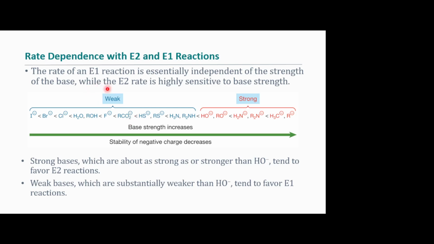And so the strength of your base doesn't really matter much. Your E2 rate, though, is going to be highly sensitive to your base strength. You may not do it at any significant rate unless you have a strong base. If it's not strong enough, like we talked about before, you may not do it at any significant amount, because it is highly dependent on that base being strong enough to take that hydrogen off. Now, again, that's because of our rate law, right? We have the two concentrations that play in here. That tells us that this base strength actually matters.